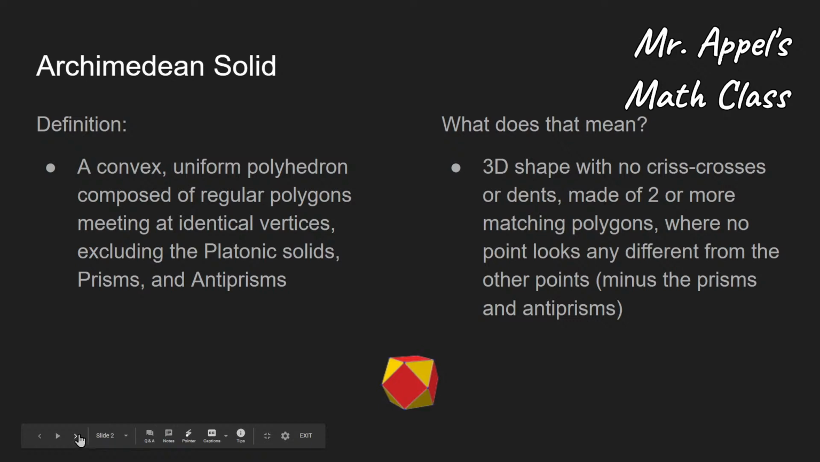So what does that actually mean? In layman's terms, right? These are the 3D shapes, no funky crisscrosses or dents, made of 2 or more matching polygons, okay? And where no point looks any different from the other points, right? So you can look at this point right here, or you can look over there, or over there, right? All of the points look the same, right? There's not a definite, this must be the top, this can be the bottom. You can't tell. You turn it upside down, and it looks exactly the same.